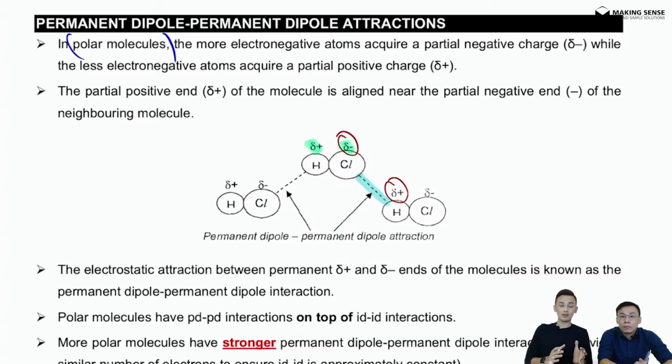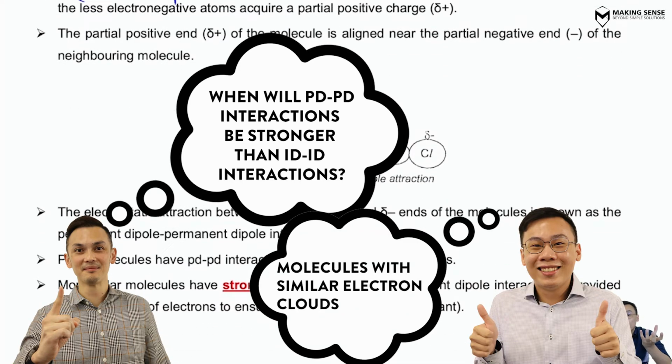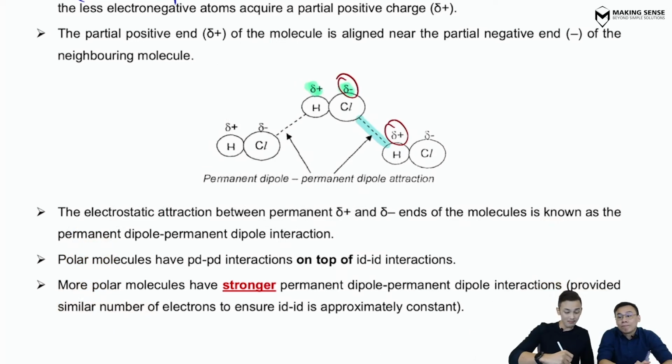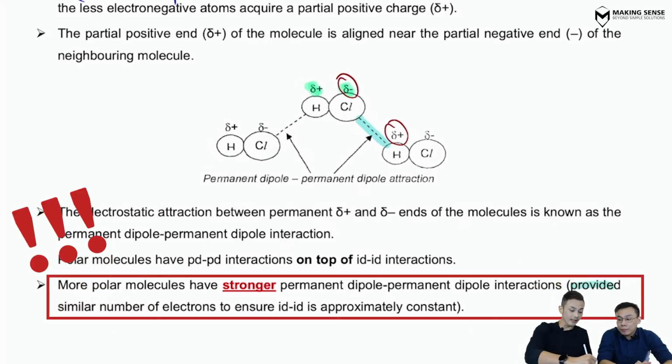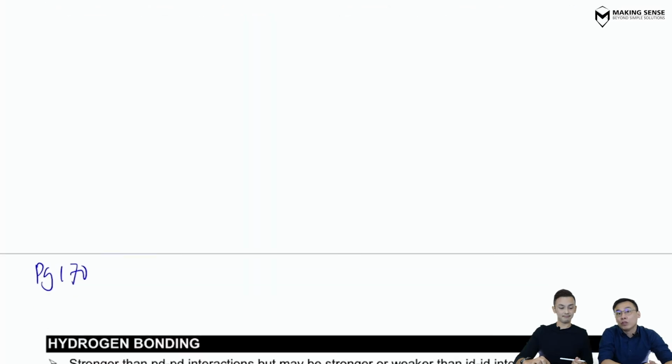Because the interaction is permanent, we do expect that PD-PD to some extent is going to be stronger than ID-ID, provided that the size of the electron cloud of both molecules of concern is about the same. So it's always important to check the number of electrons that they have to ensure that ID-ID is approximately constant. Okay, so the third force would be hydrogen bonds.